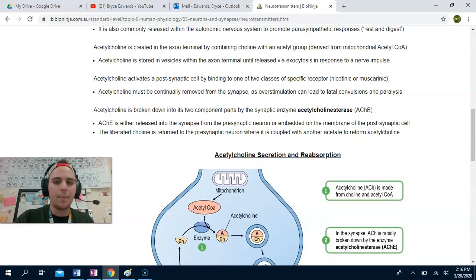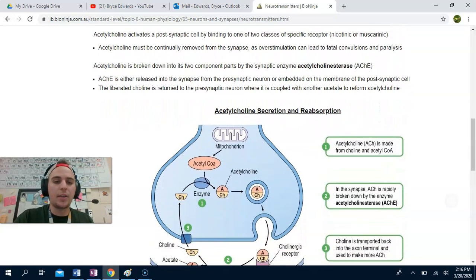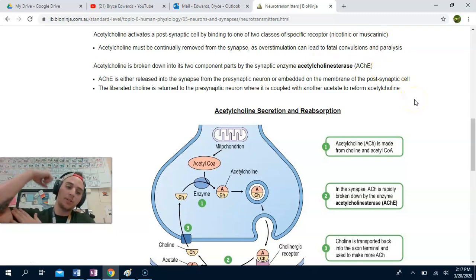I don't think you need to know all that much about the receptor or the neurotransmitter itself. You don't need to know all that much about acetylcholine, but you do need to know this. Acetylcholine activates the postsynaptic cell, whatever it might be. Remember that it's not just a nerve; it could also be a gland, it could be a muscle, or lots of different things. It does so by binding to one of two classes of receptor: nicotinic or muscarinic. It has to be continually removed from the synapse. Overstimulation can lead to fatal convulsions and paralysis. So if you get too much acetylcholine in your muscles, seizures.